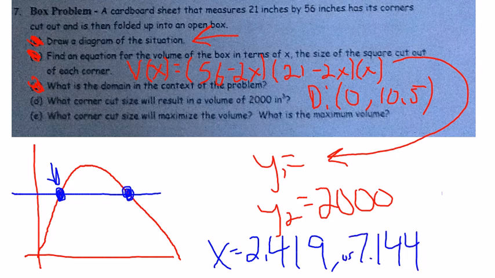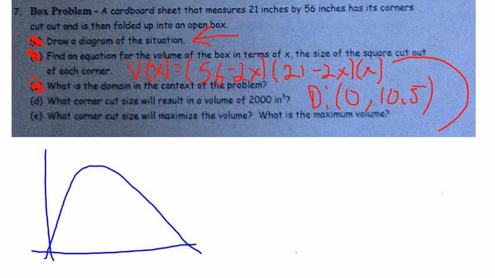I go and do the same thing for this one, and I'm not going to talk my way through it, but I also do a cut size of 7.144 and get the same volume. I get it once on the way up and once on the way down. You do want to make sure you give me both of those.